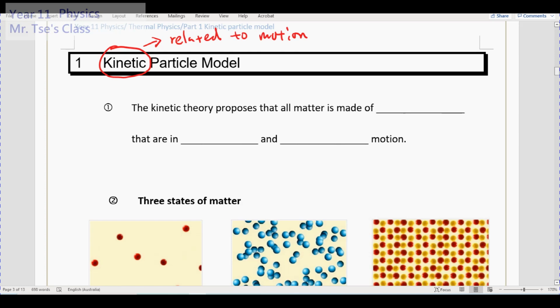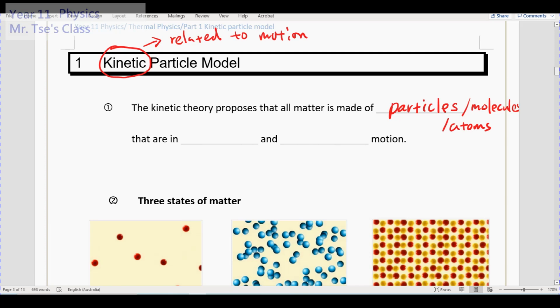Okay, so what does kinetic theory propose? It proposes that all matter is made of, you should know that, small particles. Sometimes you can say molecules, and sometimes you can say atoms. But normally we prefer just particles. In chemistry, molecules and atoms are different. In physics, we use them interchangeably.